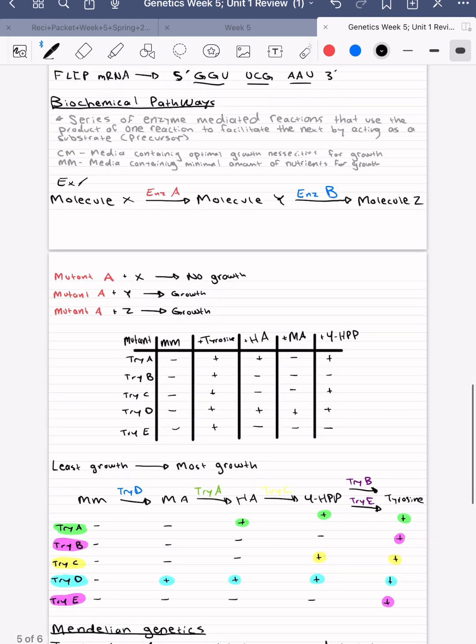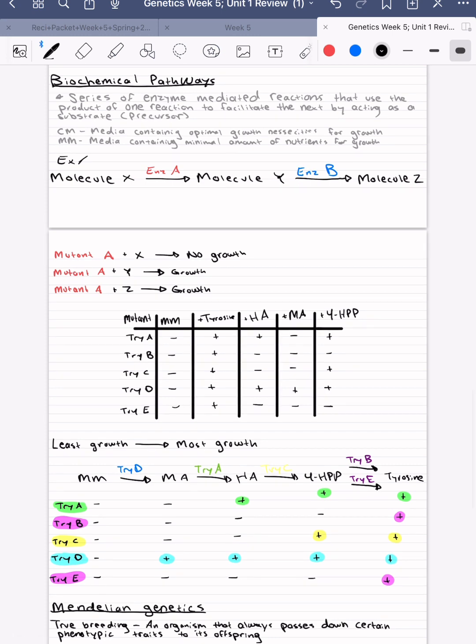All right, going on to biochemical pathways. A biochemical pathway is essentially a series of enzyme-mediated reactions that uses the product of one reaction to facilitate the next by acting as a substrate or a precursor.